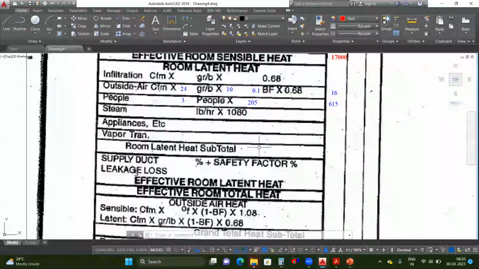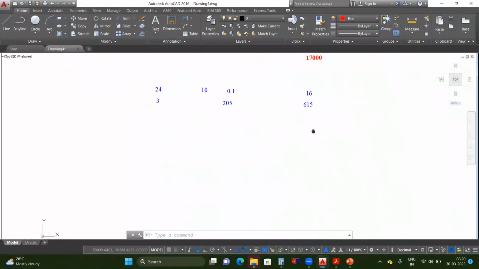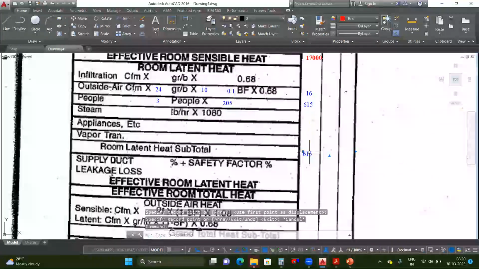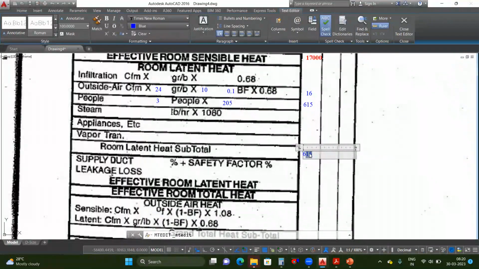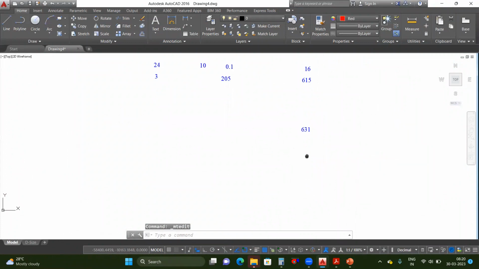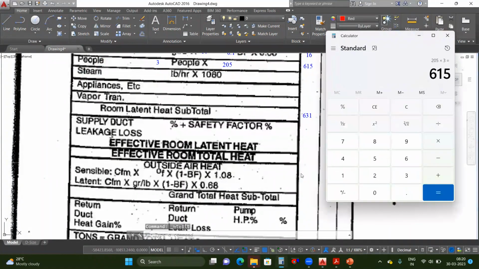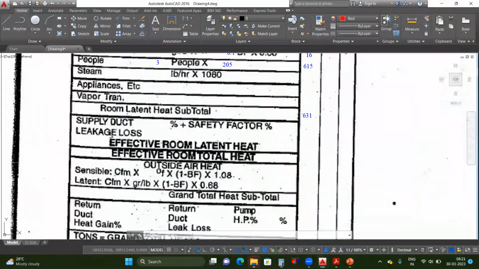So we need to add the total latent heat. What will be the latent heat? It will be 615 plus 16, that is almost 631. So again we will add some safety factor in latent heat also. That is 631 multiplied by 5% we are taking, that is 31.